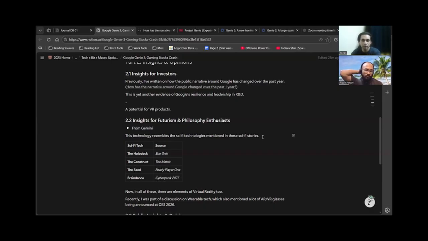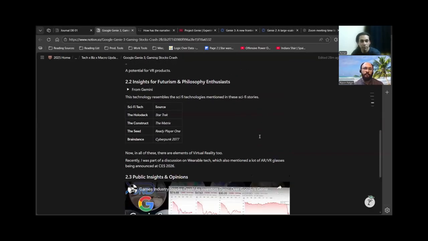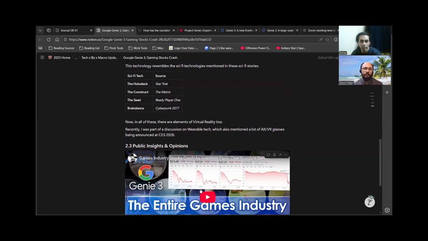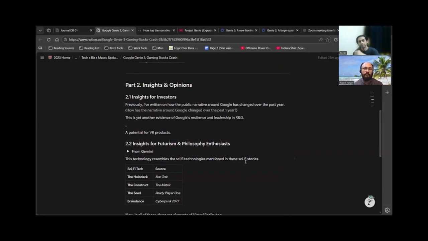So obviously, from a game perspective also, it is going to be a lot more helpful for game developers, which I'll come back to because I have this in part 2.3. So I'll come back to that.